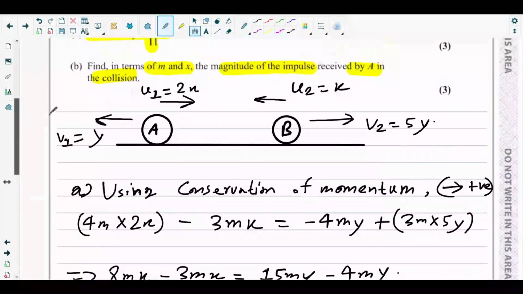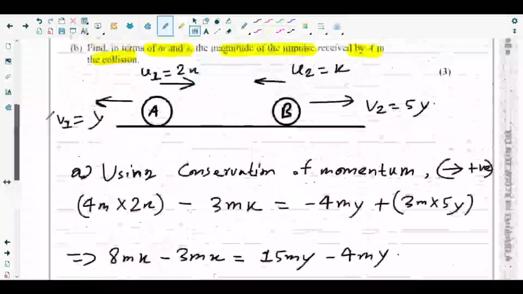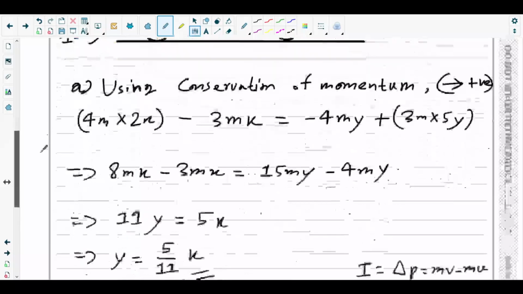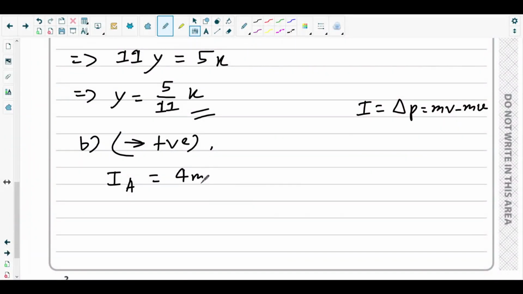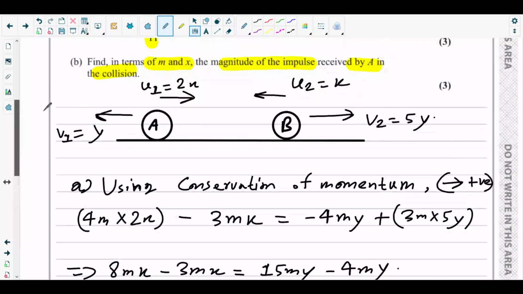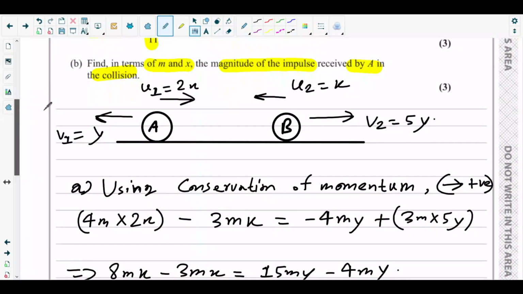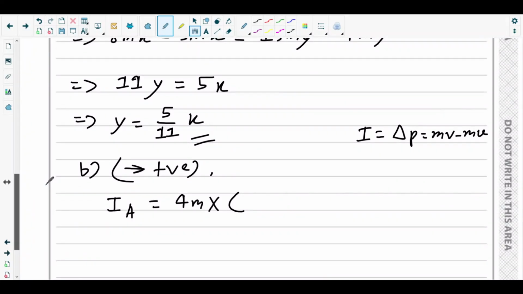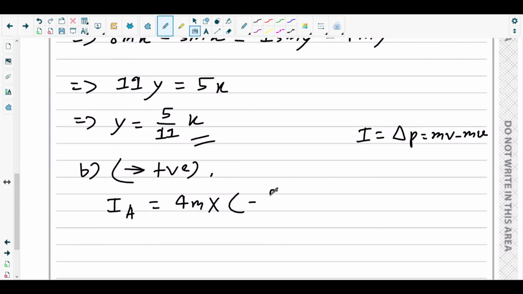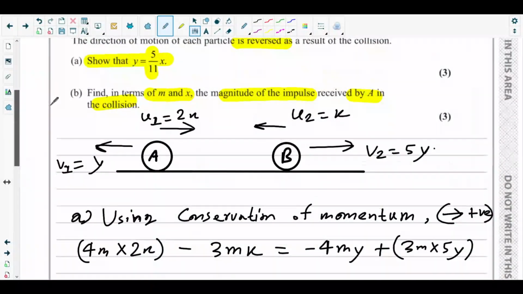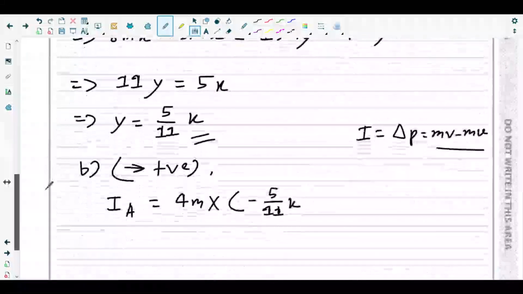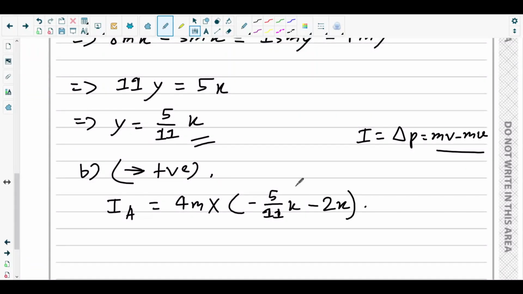Okay, we are considering impulse on A, so the mass would definitely be that of particle A, which is 4m. So 4m times (v minus u). After the collision, particle A is moving in the opposite, negative direction, so v is negative y, that is negative 5 over 11 x. And for u, before the collision particle A was moving in the positive direction, so that would be negative twice x. Fine.